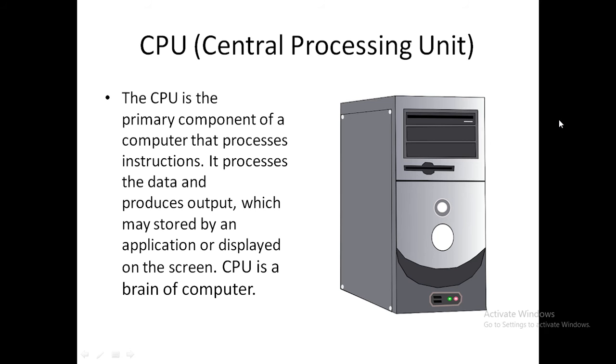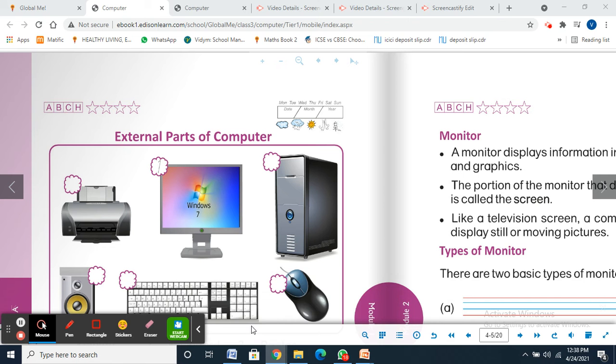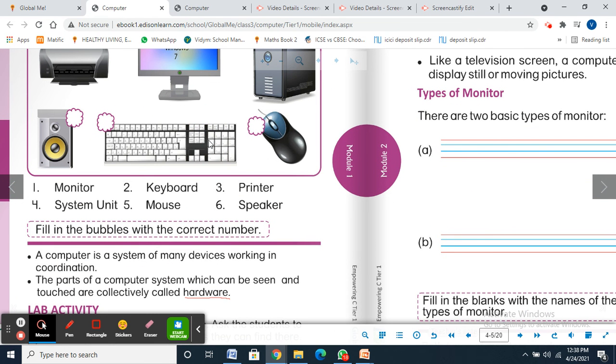Then we have a CPU, that is a central processing unit. The CPU is a primary component of the computer. It's the brain of the computer. Without a brain, you can't work. The CPU helps to connect each and every device. We have just read the definition in a book that a computer is a system of many devices working in coordination. This coordination is done by the CPU.